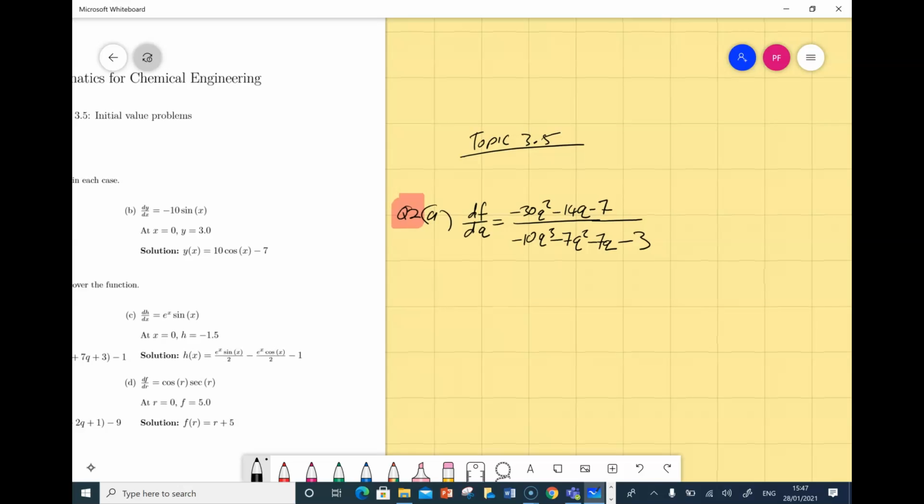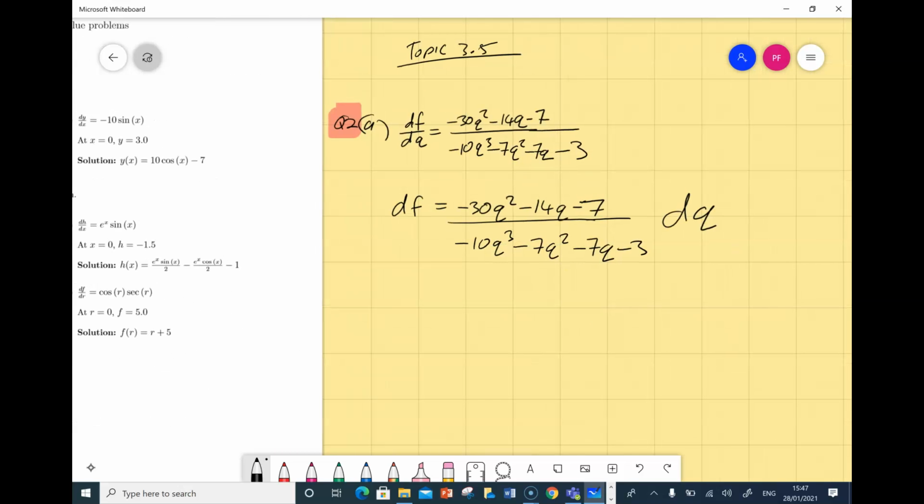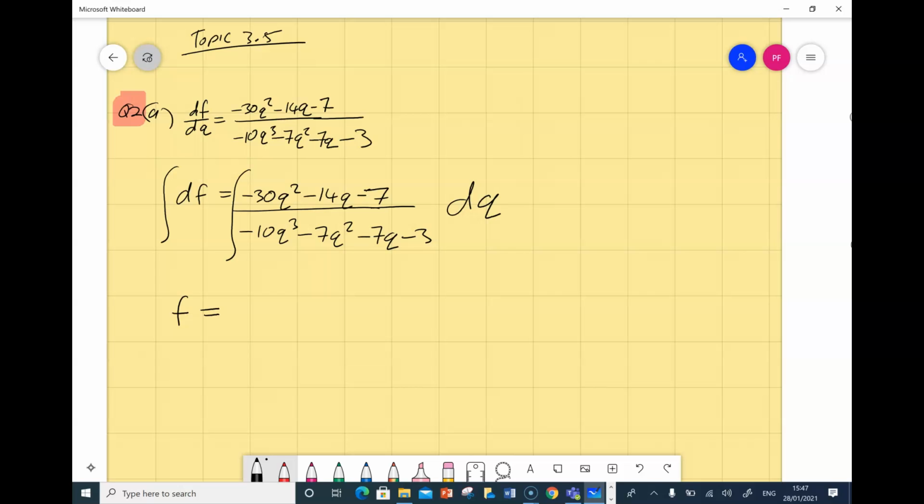So the first thing I'll do is bring my dq over. So df is equal to minus 30q squared minus 14q minus 7 all over minus 10q cubed minus 7q squared minus 7q minus 3 dq. To get rid of my d's, I'll integrate both sides. The integration of the left is easy, I've just got f equals. However, the integration of the right is a little more complicated.